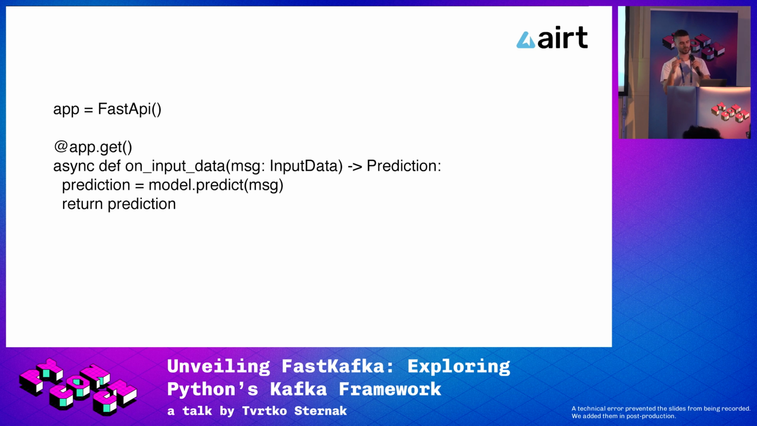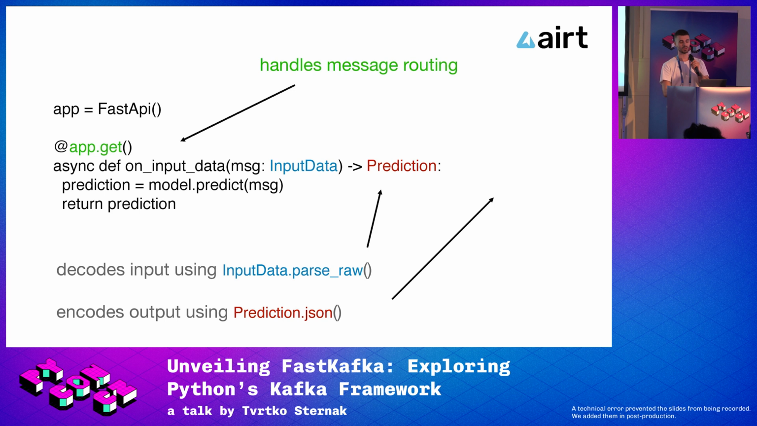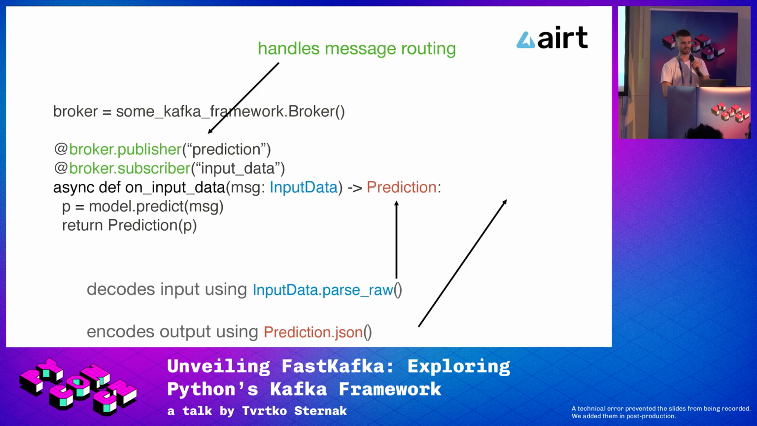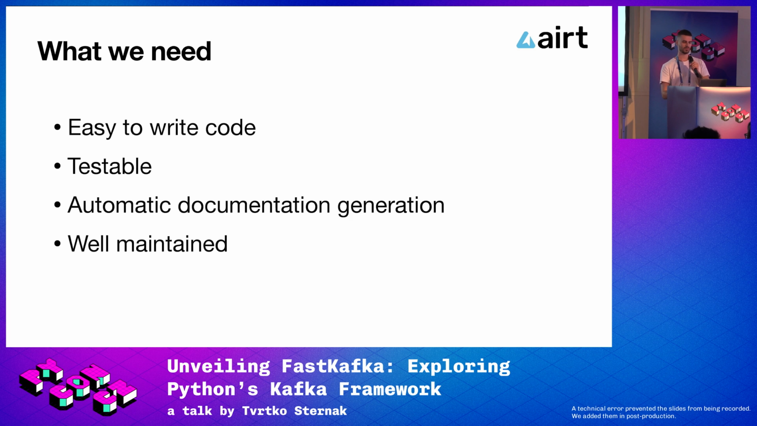And we said, before that, FastAPI does all the logic for you. You get the message routing, you get the parsing of the input data, you get the parsing of the output data, and everything is fine and dandy. And he wanted us to integrate it with Kafka. And we said, okay, great, we'll find a library that does something like FastAPI. So that initializes a broker, and we just decorate our functions so that it will consume from the input data and publish the predictions on the prediction topic. Surprise, surprise, there was no library that does that, at least not in the API that we wanted it to look like.